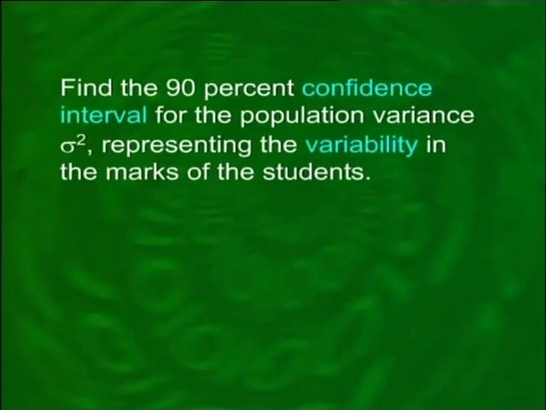We are required to find the 90% confidence interval for the population variance sigma square, representing the variability in the marks of the students. Students, आपने नोट किया कि इस वक्त हम म्यू में नहीं बल्कि सिग्मा स्क्वायर में इंटरेस्टेड हैं, द वेरिएशन इन द मार्क्स ऑफ द स्टूडेंट्स. यानी हम देखना चाहते हैं कि उनके जो IQs हैं क्या वो बहुत ज़्यादा वेरी करते हैं या थोड़ा वेरी करते हैं. Let us have a look at the data once again.